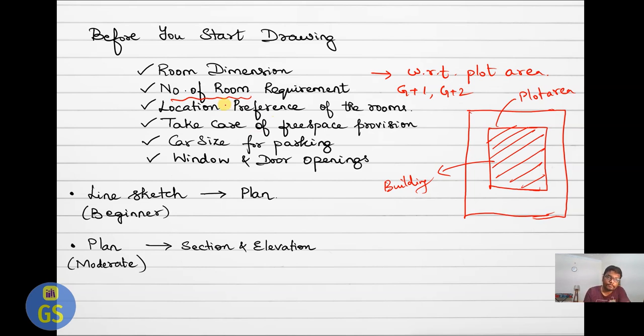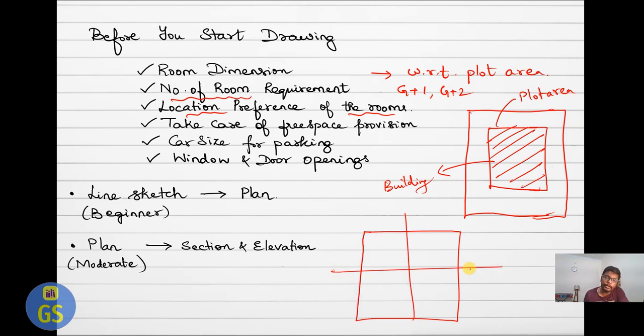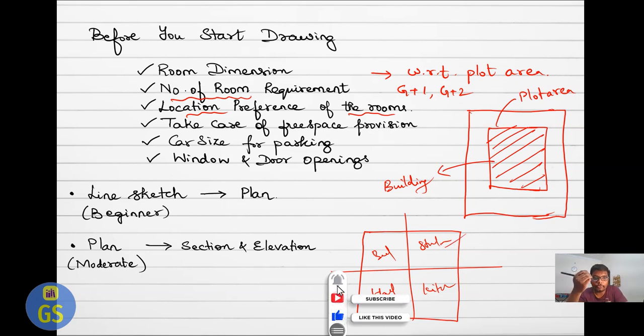The next is location preference of the rooms. So where you are going to place each room. You should have an idea where you are going to keep your hall and kitchen, so you need to roughly divide. Here is my hall. This side I am going to plan my kitchen, this side my bedroom, and this side my study room. So these are the requirements. You need to calculate in your mind where the rooms are going to be arranged.